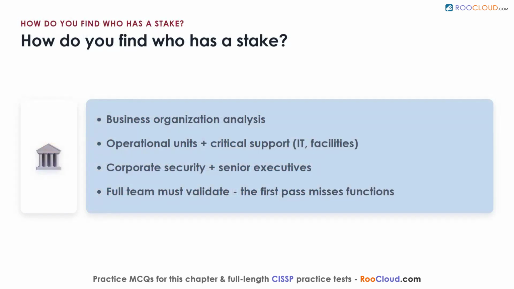How do you review the organization to find who has a stake? You perform a business organization analysis, a structured look at every department and person with skin in the game. You map the operational units that deliver your core services to clients. You capture the critical support groups, like IT and facilities, that keep those units running. You include corporate security, since they are often first on the scene and guard your physical sites. And you loop in senior executives whose leadership keeps the organization viable. This analysis matters for two reasons. It seeds the list of potential team members, and it lays the foundation for everything that follows.